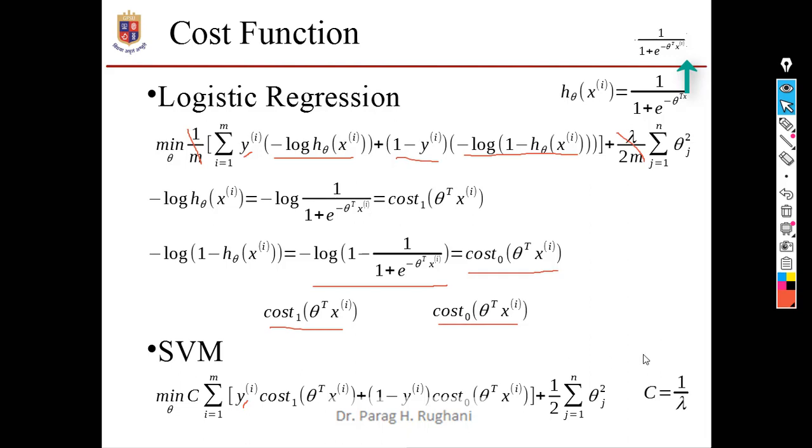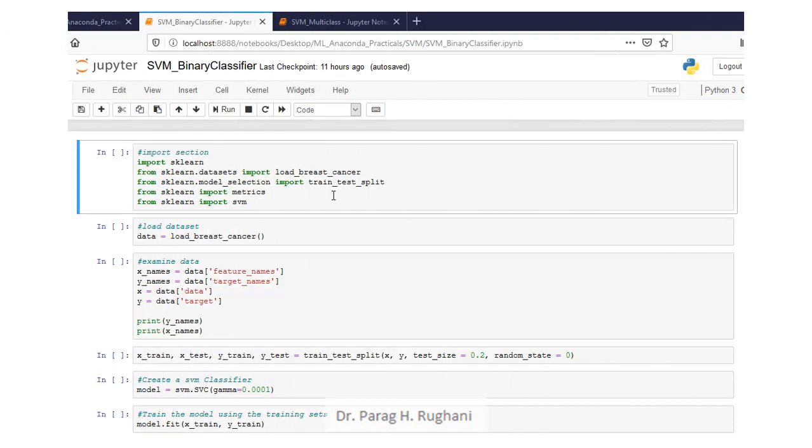Let us understand the practical implementation of SVM with binary classification and multi-class classification. We will use the same classification examples as we have seen in the previous video, where we used the Scikit multi-layer perceptron classifier, MLP classifier, for binary and multi-class classification. So let us start with binary classification.